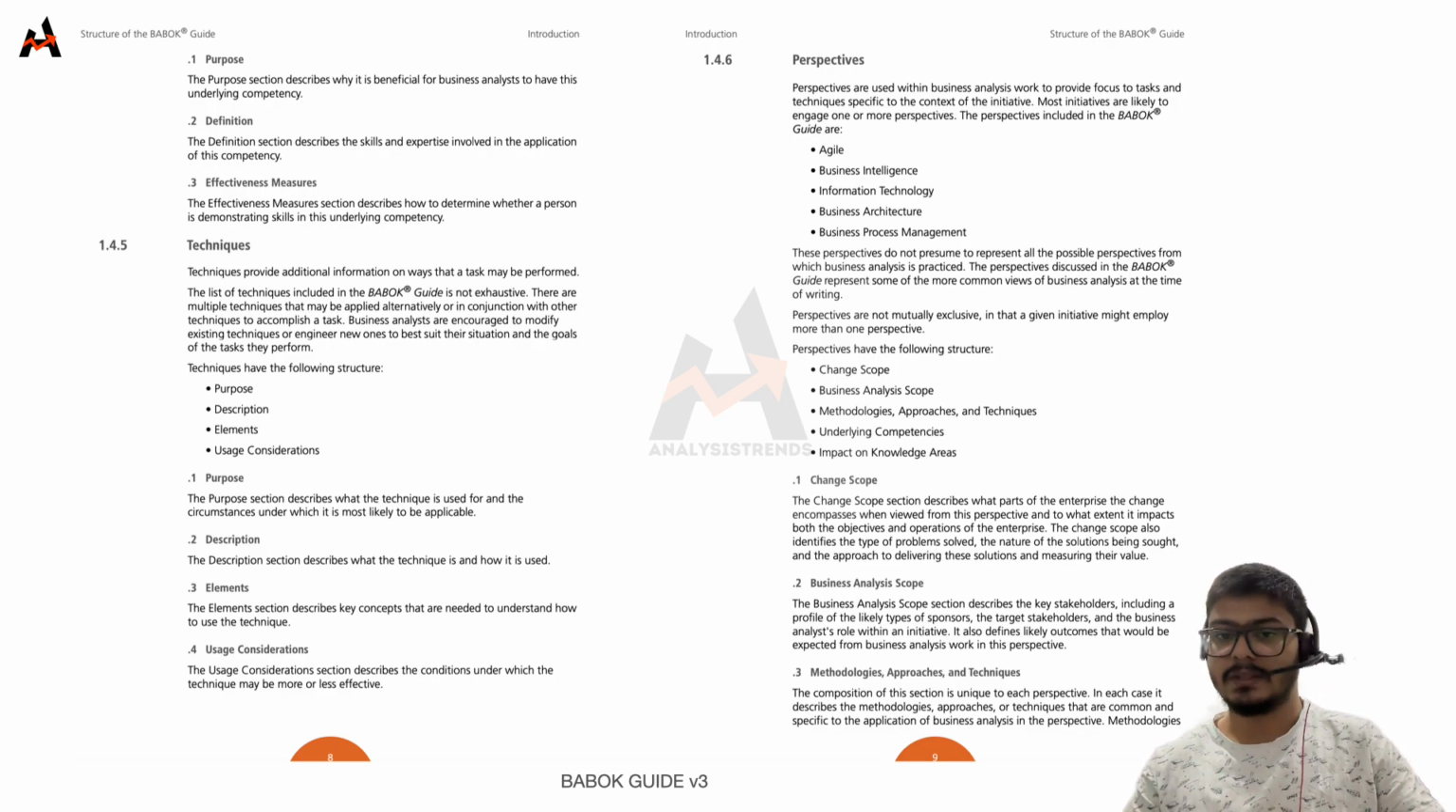It has many different perspectives like agile, business intelligence, information technology, business architecture, business process management, change scope, analysis scope, methods, underlying competencies, and impact on knowledge areas. So each of these is more like a perspective. Every business analyst should also act as a business architect, systems analyst, process analyst, data analyst in Agile, in Scrum, in any method it might be. So it's like an overall 360 degree perspective of a business analyst.